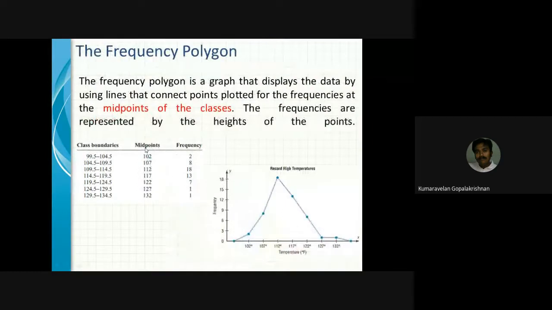Okay. So I am going to calculate the midpoints of the class boundaries. Now I am going to plot only the midpoint values. See here, 102. So this is the y-axis frequency, x-axis temperature, and the graph represents the frequency polygon. That is the midpoint values. 102 and 107 and 112, and so on. Okay. So in this way, you can represent the data, right?